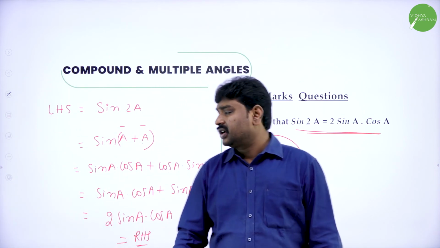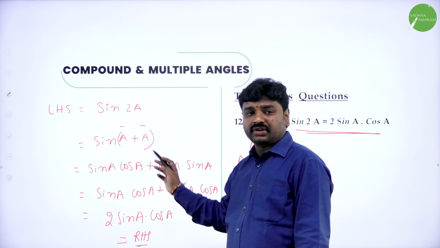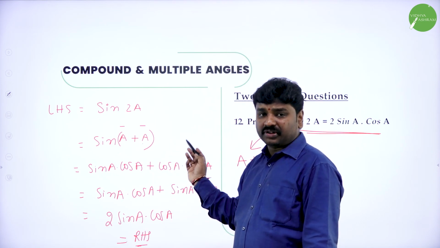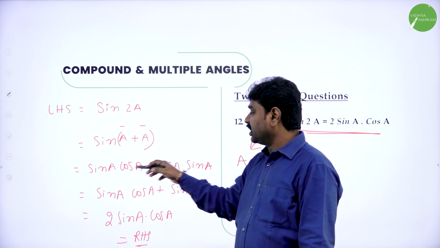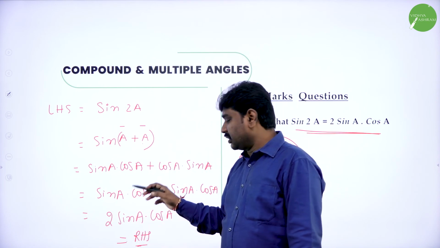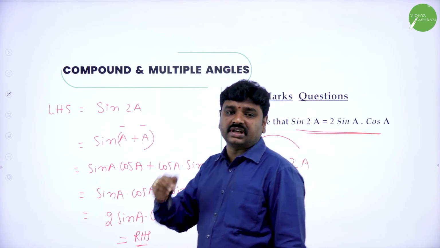So sin 2a they wanted, and 2a can be written as a plus a. Now use compound angle sin of a plus b. Sin a cos b plus cos a sin b. Here a and b both are a. So sin a cos a plus cos a sin a, it will be sin a cos a plus sin a cos a is what? 2 times sin a cos a.